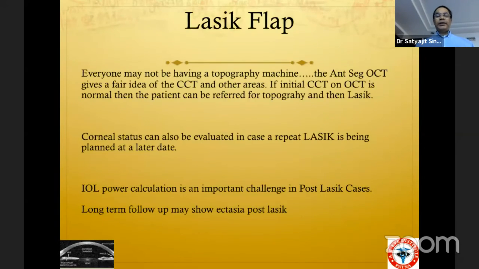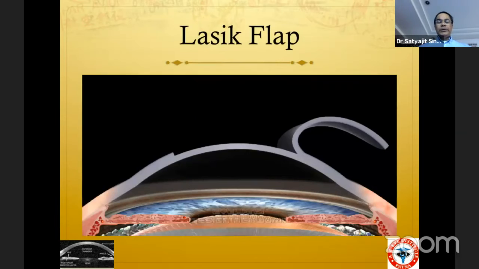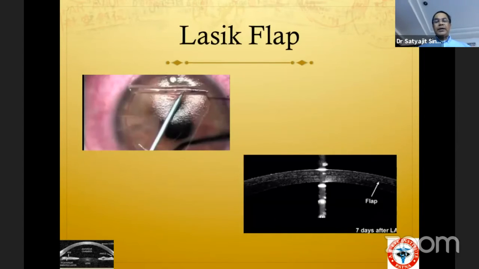Now, for keratoprosthesis, everyone may not be having a topography machine. The anterior segment OCT gives a fair idea of the central corneal thickness and other areas. If initial CCT on OCT is normal, then the patient can be referred for topography and then LASIK. Corneal status can also be evaluated in case a repeat LASIK is being planned at a later date. IOL power calculation is an important challenge in post-LASIK cases, and long-term follow-up may show ectasia post-LASIK, some of the things which we can see with the anterior segment OCT.